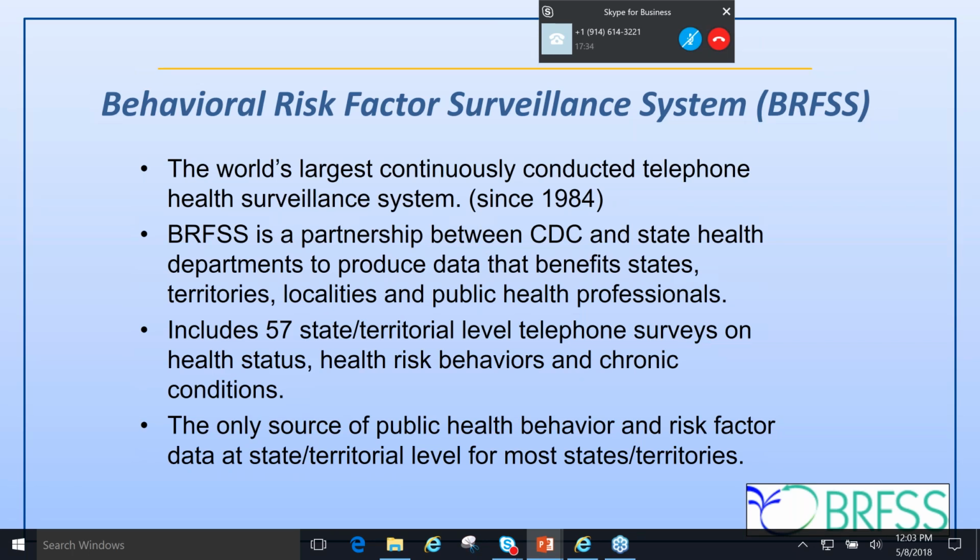The BRFSS, as we call it here, is the largest continuously operated telephone health surveillance system in the world, and it's been in operation since 1984. The BRFSS operates as a partnership between the CDC and state and territorial health departments, which includes 57 state departments, and it includes questions on health status, health risk behaviors such as smoking, diet, exercise, chronic conditions such as diabetes, heart disease, and arthritis. And for many states and territories, the BRFSS is the only source for state-level information on these health risks.